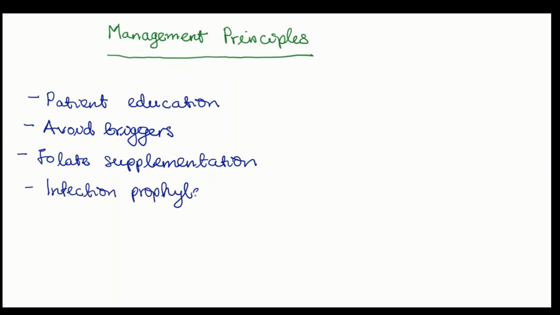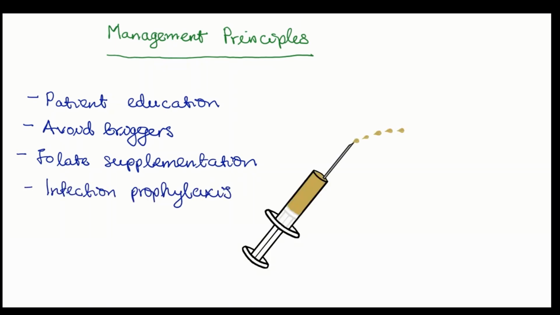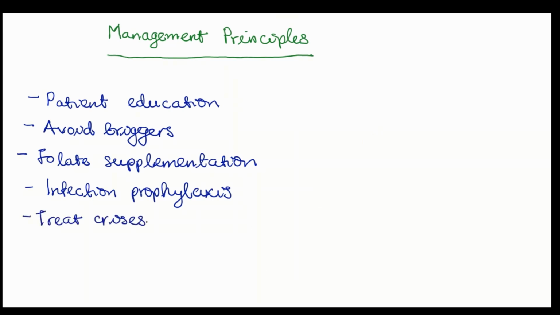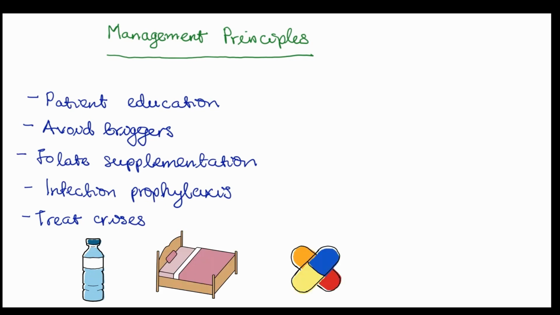Infection prophylaxis is another important principle of management. Patients with sickle cell need to be on malaria prophylaxis, oral penicillin, and receive the pneumococcal vaccine. This is because they have a high susceptibility to pneumococcal infections, and these infections can be very serious in patients with sickle cell disease. Treatment of a crisis involves hydration, rest, and analgesia.